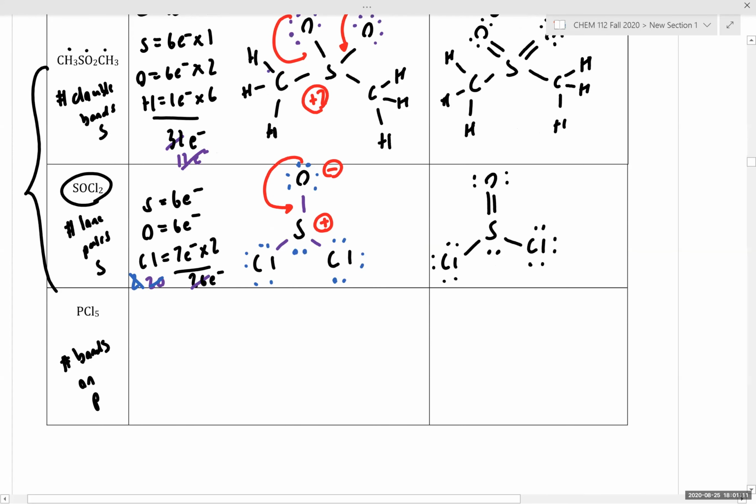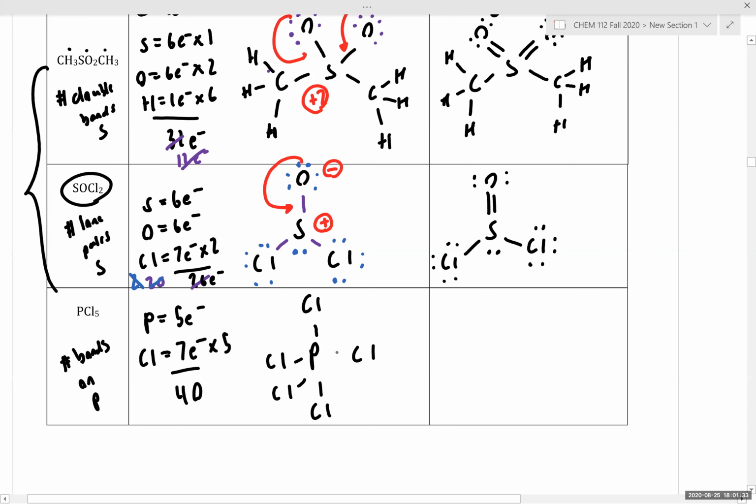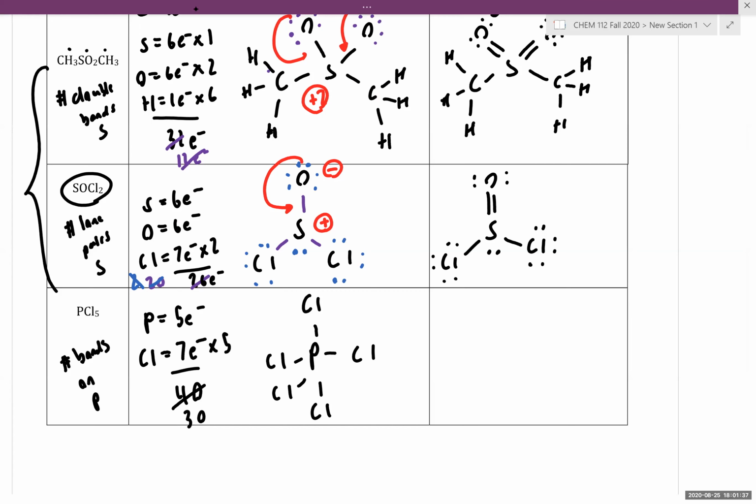Okay, so let's look at PCl5, or phosphorus pentachloride. Phosphorus contributes 5 electrons, chlorine contributes 7 electrons, and we have 5 of them. That gives us 40 electrons total. We place phosphorus in the center, and we surround it with our 5 chlorines, and we form 1 bond each. We've used up 10 electrons. We have 30 electrons remaining.